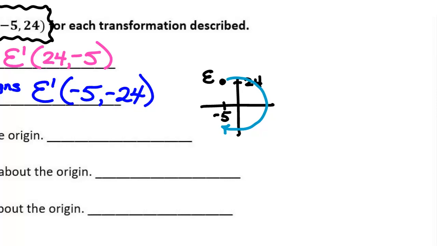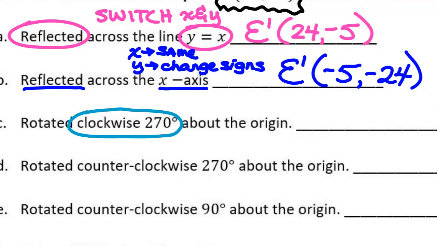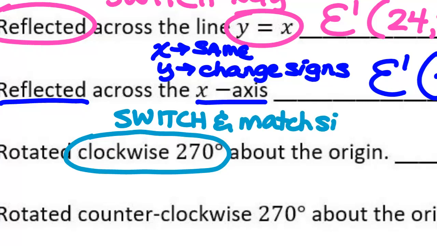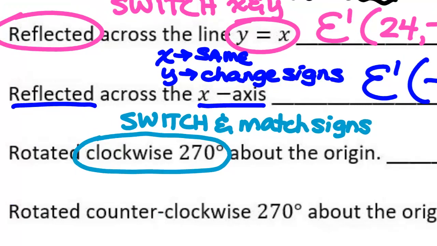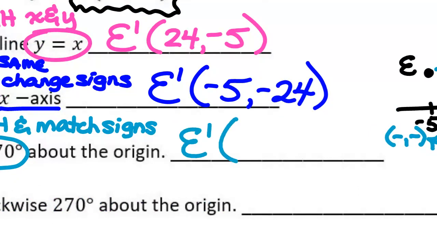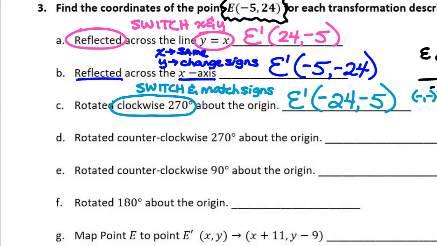What are my rules for my x and my y's there? Or what are my sign rules? Negative and negative. Do we do any switching for 270? Yes. We're going to switch and match signs. So I'm starting off point E, -5, 24. E prime, I know I have to switch. So 24 comes first, the -5 would come second. And I have to match signs to the quadrant that I'm landing in. -24 and -5, absolutely.